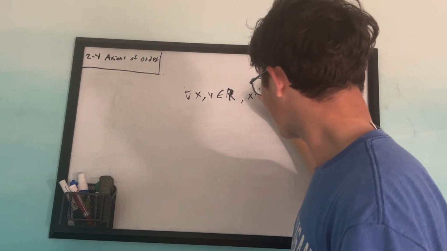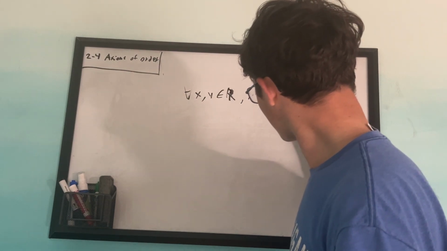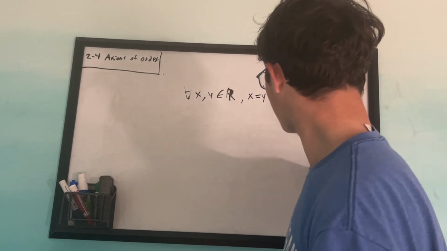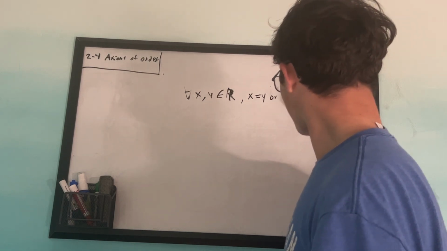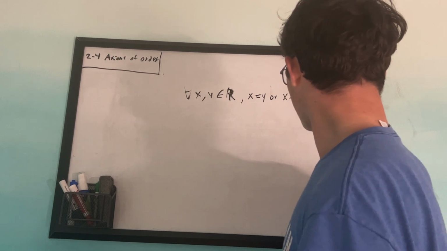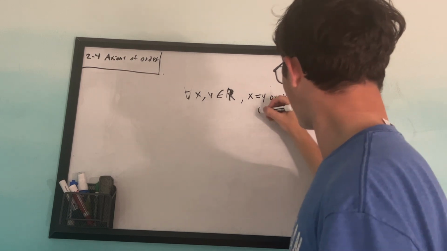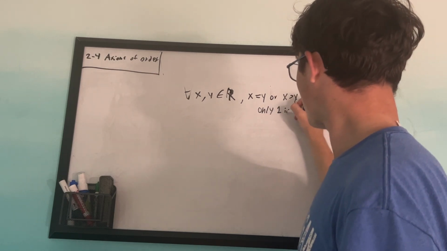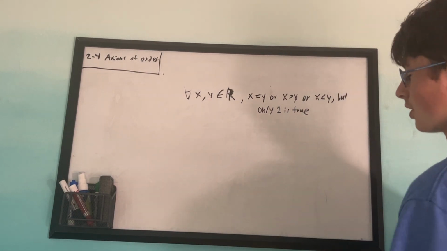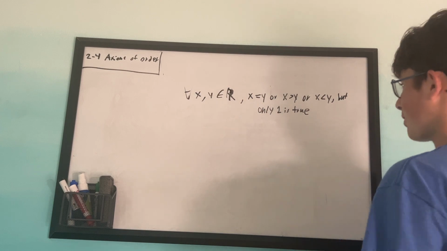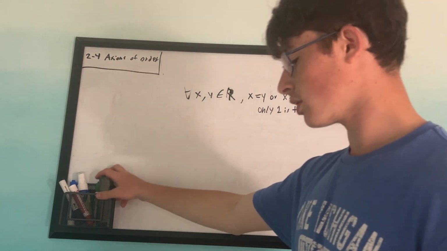Either x equals y or x is greater than y or x is less than y, but only one is true. So if we have a real x, real y, it's relatively intuitive. Either they're going to be equal or one is going to be bigger than the other, which is what these two statements are telling us.